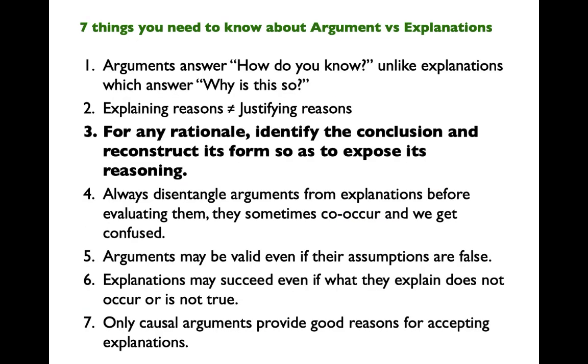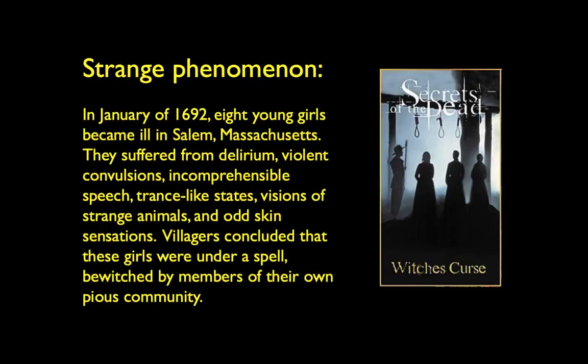Third point. For any rationale, identify the conclusion and reconstruct its form so as to expose its reasoning. Here's a strange phenomenon from early colonial American history. In January of 1692, 8 young girls became ill in Salem, Massachusetts. They suffered from delirium, violent convulsions, incomprehensible speech, trance-like states, visions of strange animals. Villagers concluded that these girls were under a spell, bewitched by members of their own pious community.